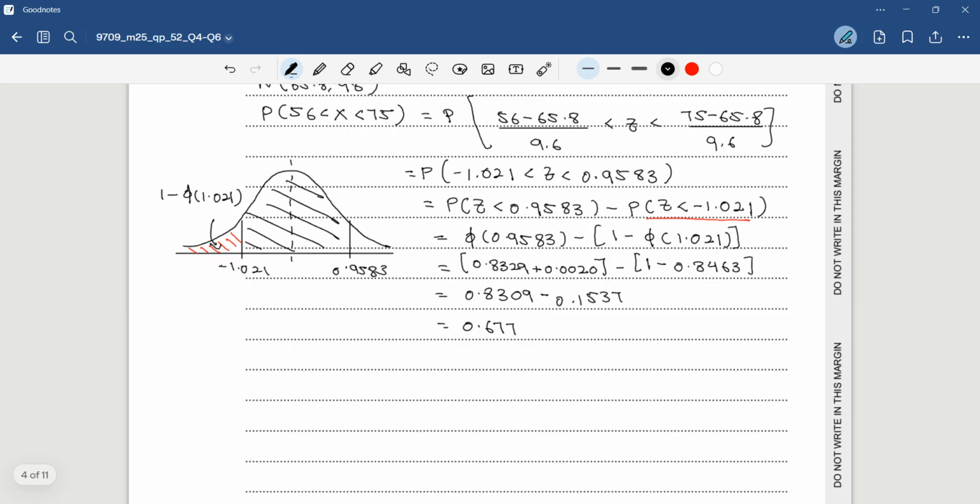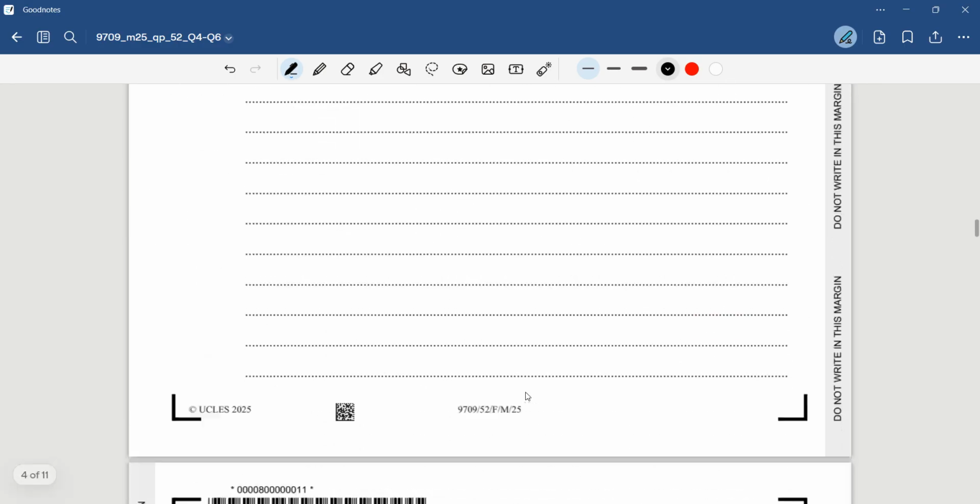Okay, so you can give your answer to 3 significant figures, or you can give to 4 decimal places, because the question here does not specifically mention, so you can give your answer to 3 significant figures. It doesn't matter.